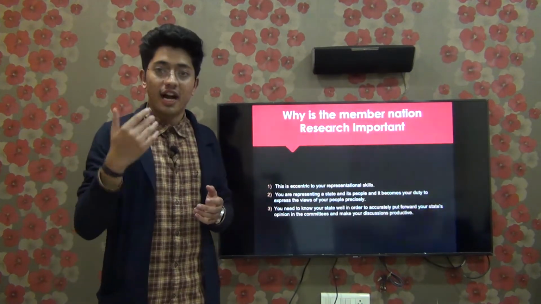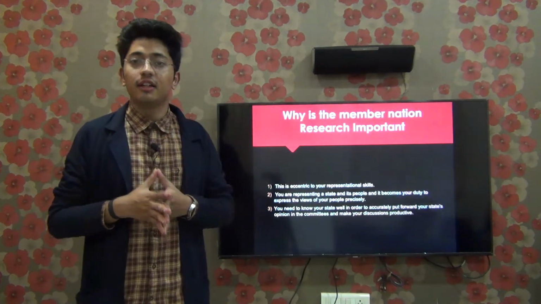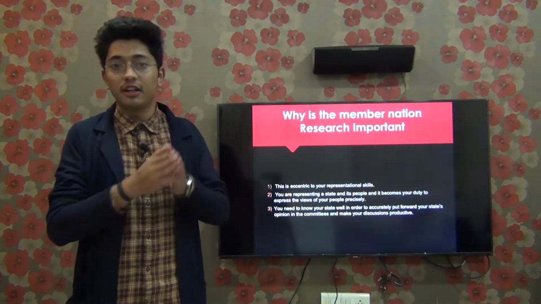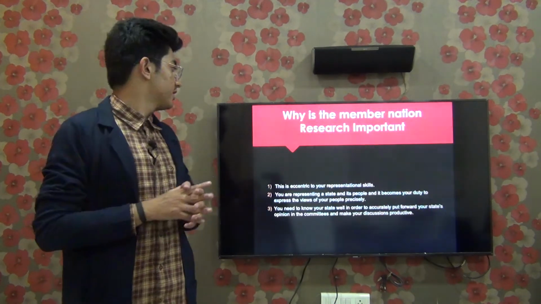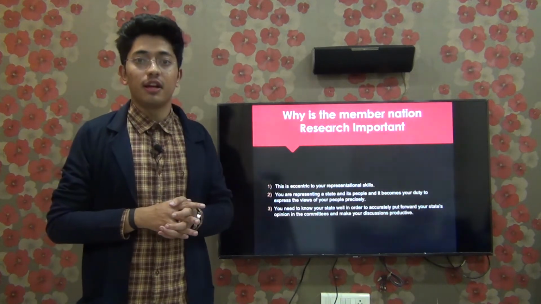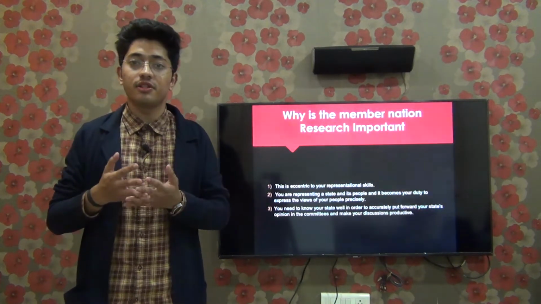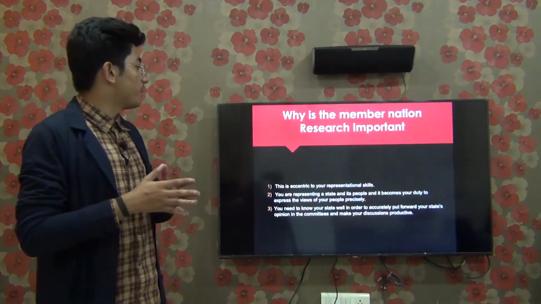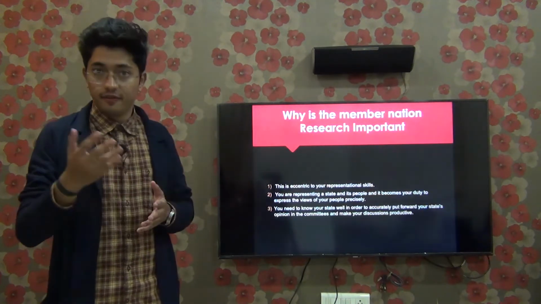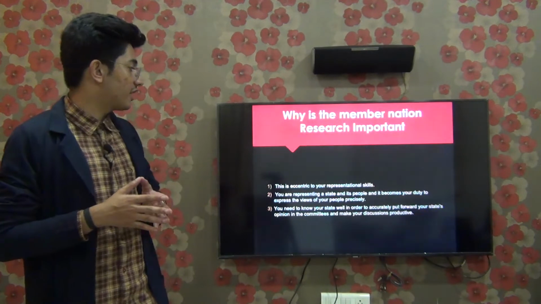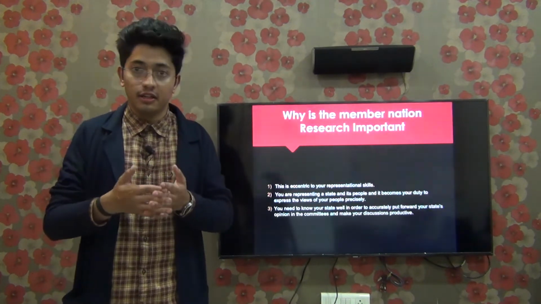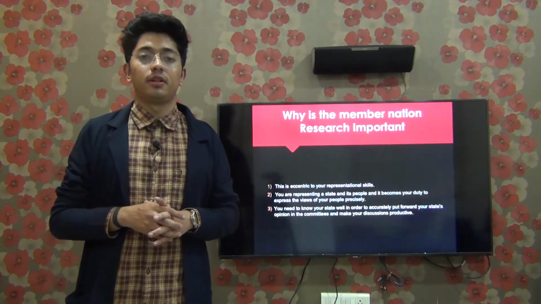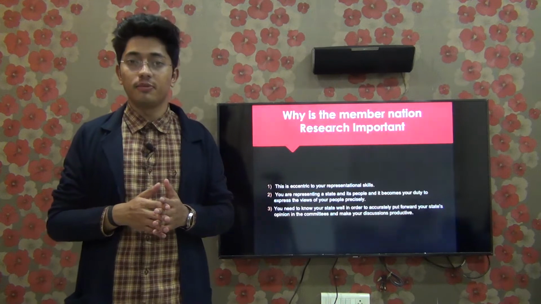First and foremost, considering the fact that in a model UN house you don't represent yourself in your own personal capacity, but you represent the interests and the beliefs of the member nation, it's central to your own personal representation skills and the skills upon which you may or may not be judged. Second of all, you are representing a state and its people, and therefore it becomes your primary responsibility to express the views of your people in the most precise manner. And that is where the true essence of a diplomat comes into the picture.